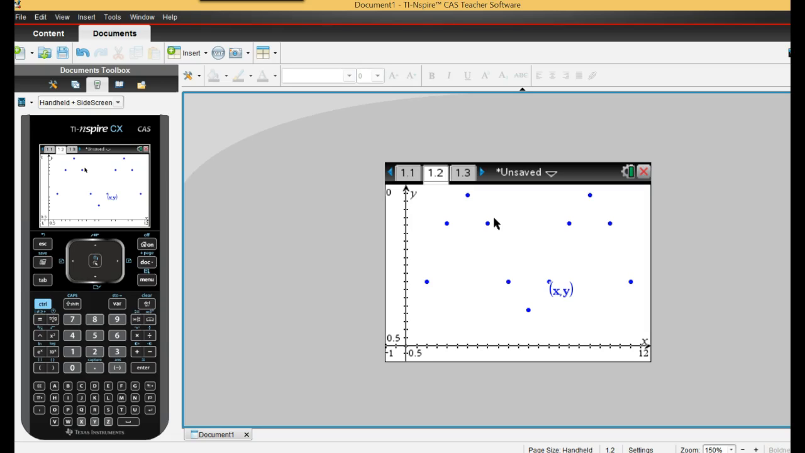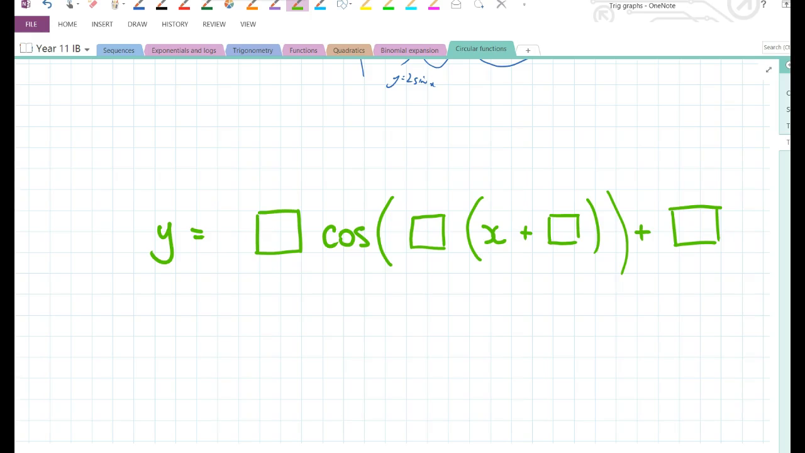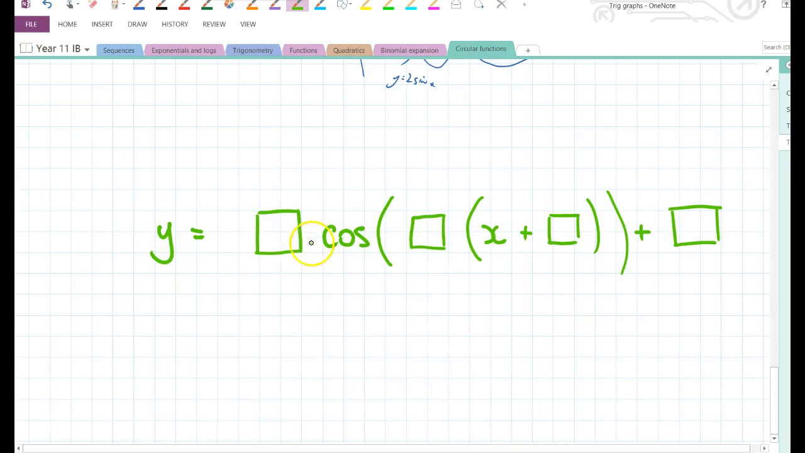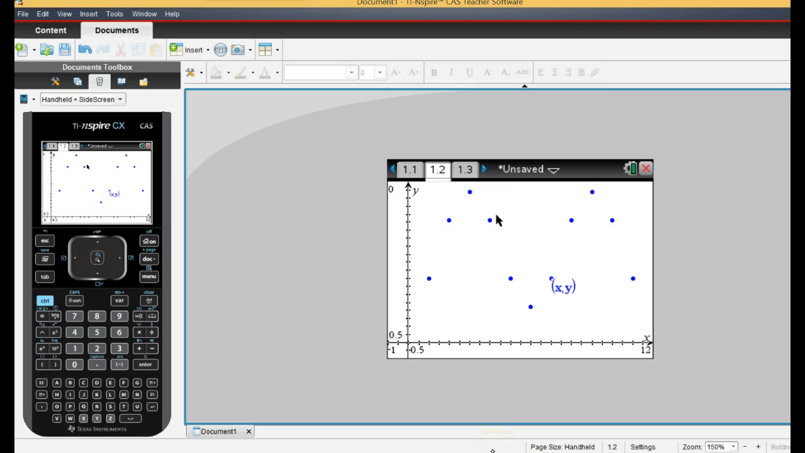So we're talking about this in a cos graph, and we want to know what goes into these four slots here. Let's go back to it. Firstly, I'm using this as my guide point. This is my max point on the curve. I want to know where that occurs, because that should be on the y-axis. So where does that occur? That is at 3, 9.4.